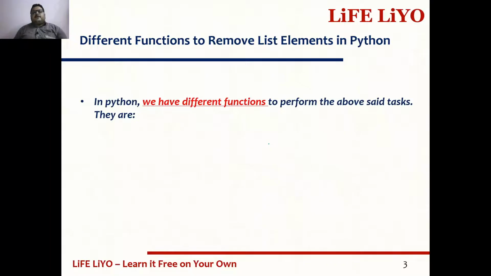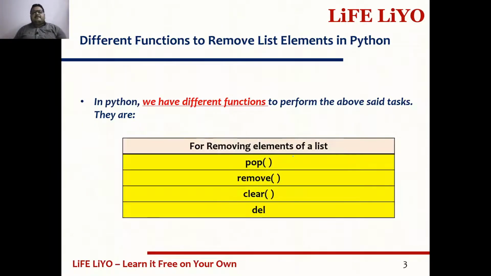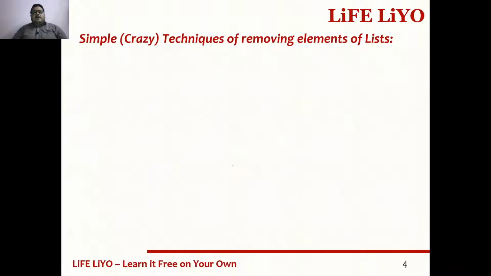In Python we have different functions for removing list elements. Some of them are pop, remove, clear, del. So pop method, remove method, clear method, as well as del. These are the different options we have for removing the elements of a list. Before going to know about those four, here are some crazy things.